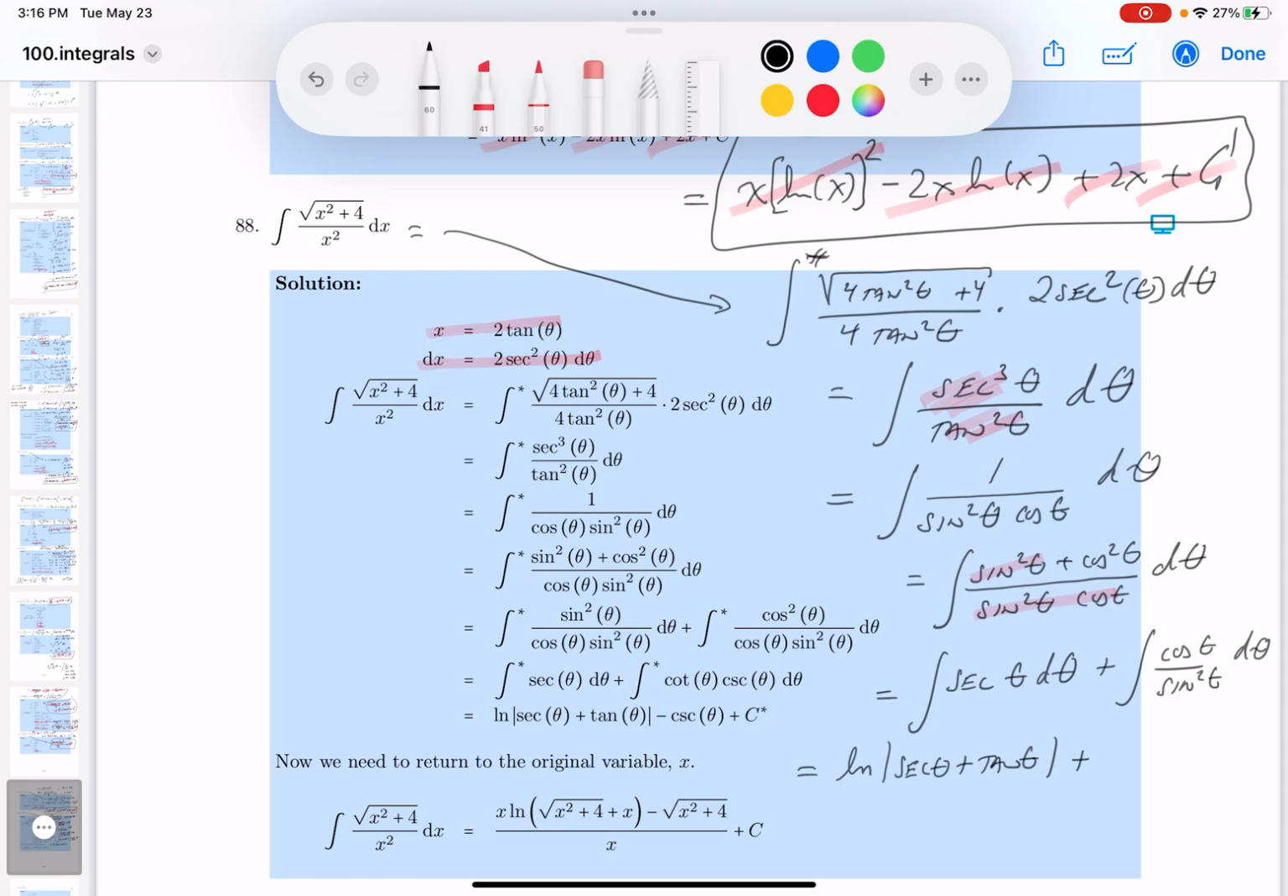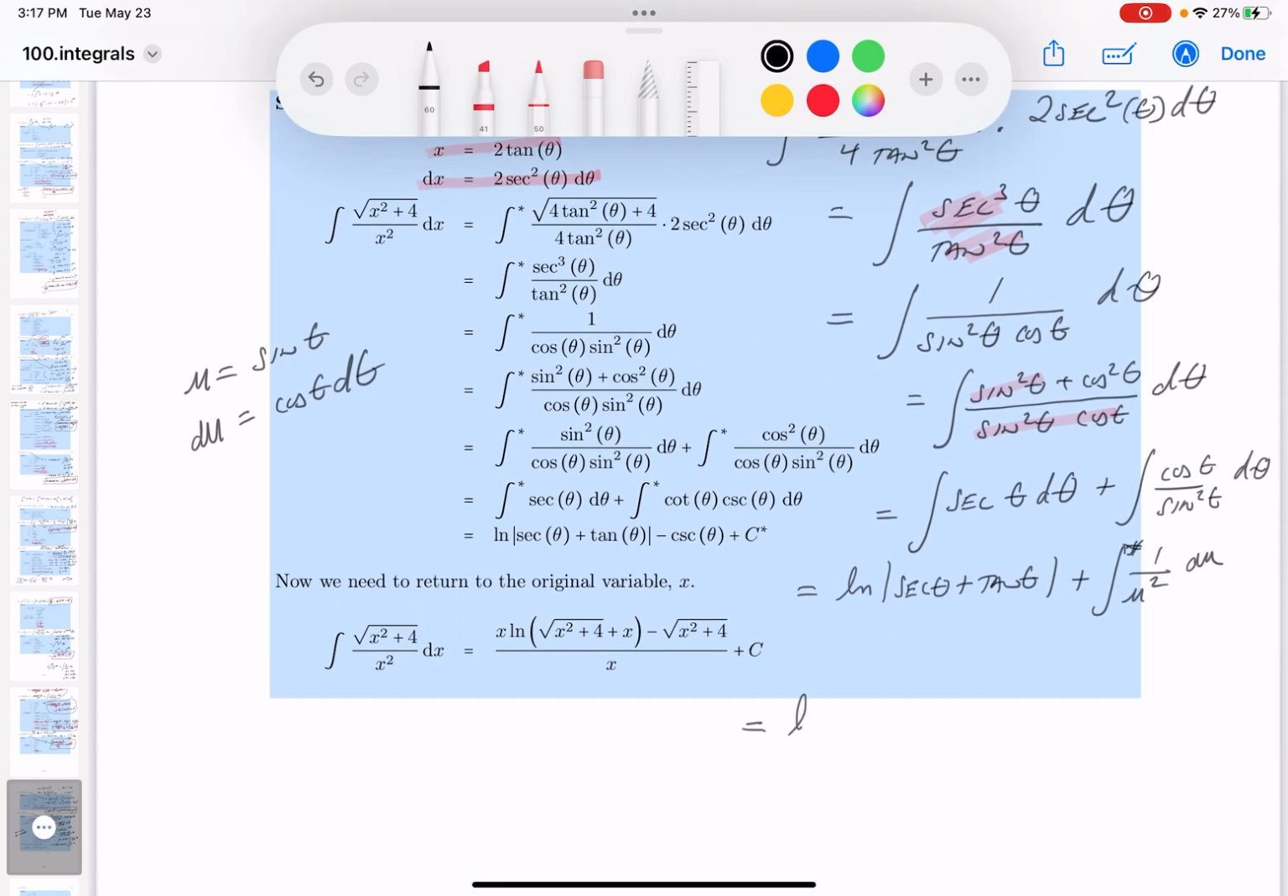That doesn't matter. I'm going to let u equal sine theta. That means du would be equal to cosine theta d theta. Before I go on, I want to make sure I'm saying that right, though. Yeah, I think so. Put this over here. And I'm seeing du, and then u squared in the bottom. Let me keep moving. Natural log secant theta plus tangent theta. Let's see, that's going to be u to the minus 2. So it's going to be u to the minus 1 over minus 1, so minus, plus some constant of integration.